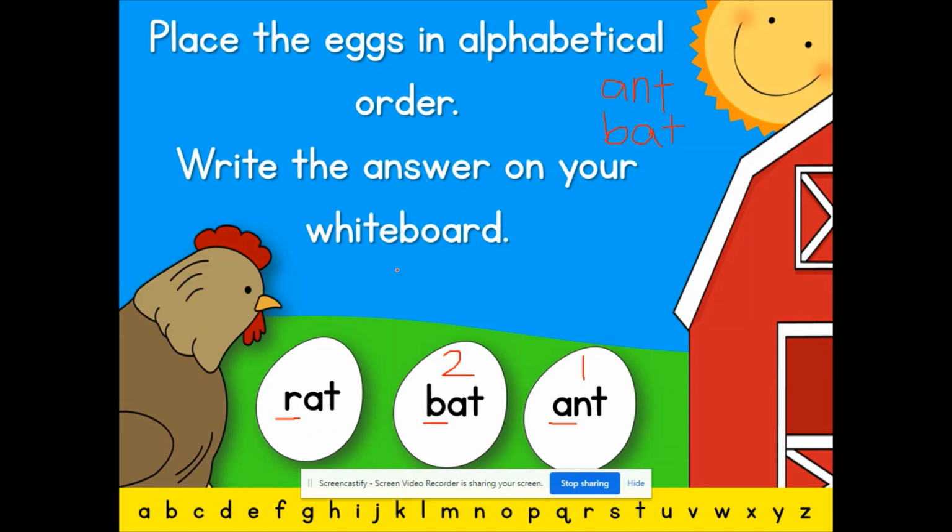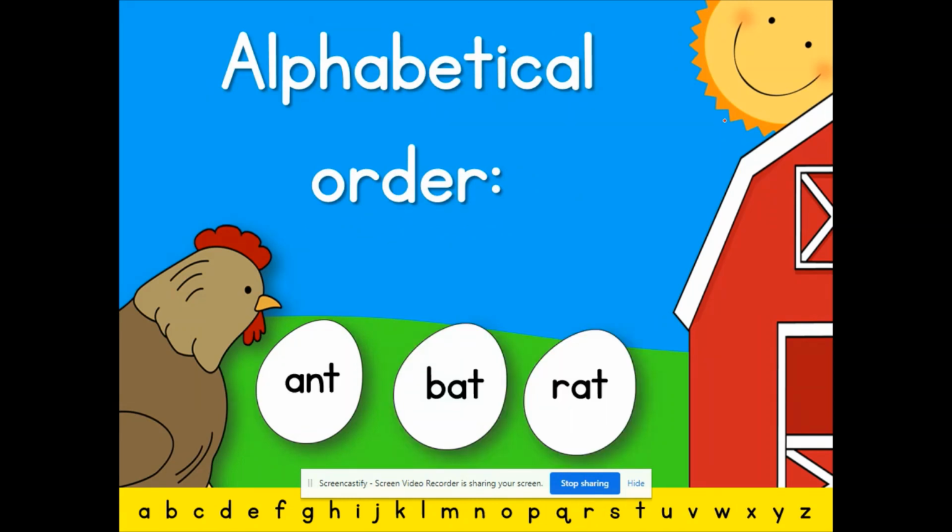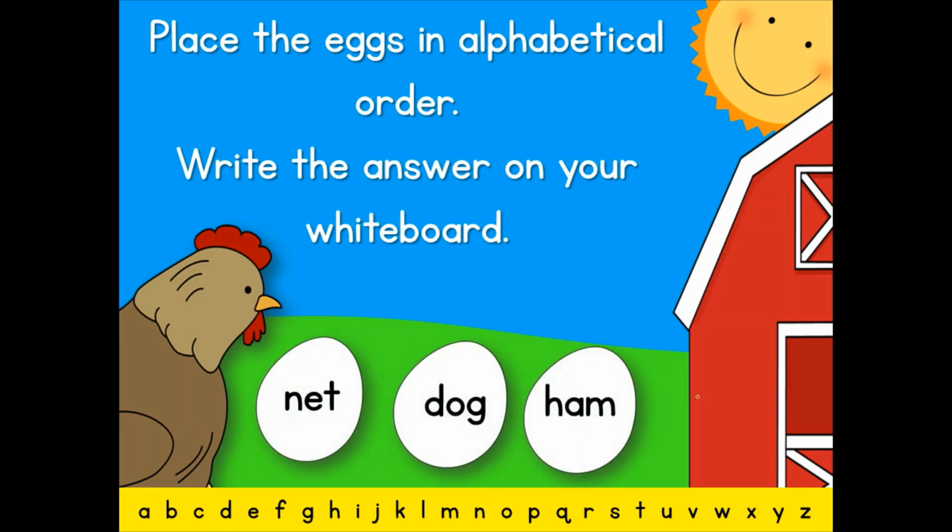Okay, and we're pretty sure that rat is going to be third, but we need to make sure that the R is after the A and the B, and here's that R right here. So we know that rat is the third word in ABC order. Okay, so ant, bat, and rat is what you should have, just like that. There it is. Very good. All right, let's try another one.